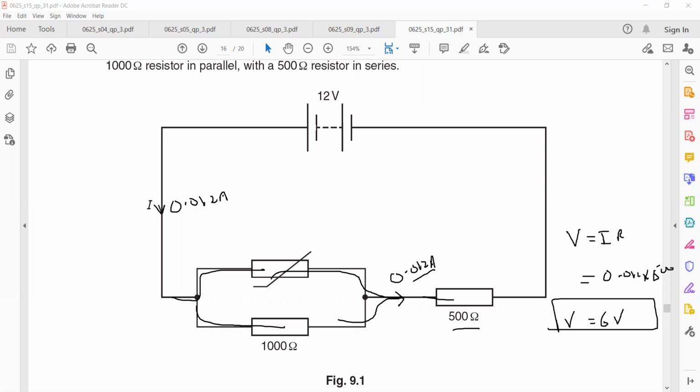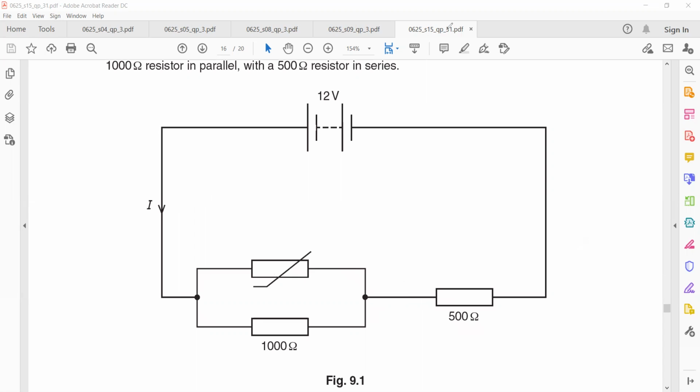Is it clear, this part? Yes, sir. Yes, sir.